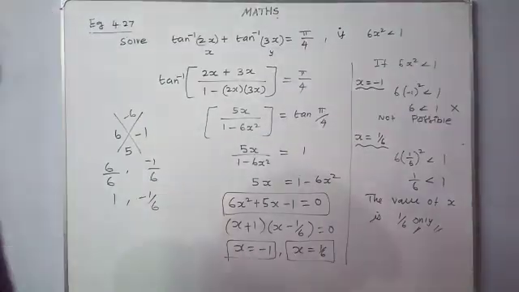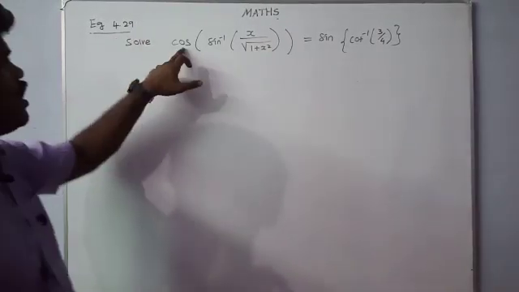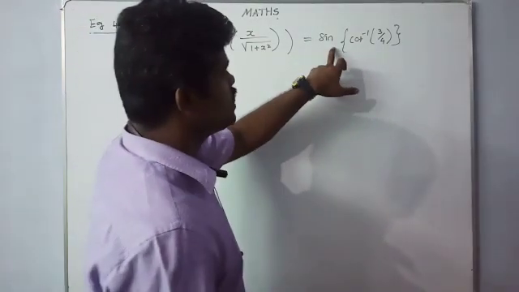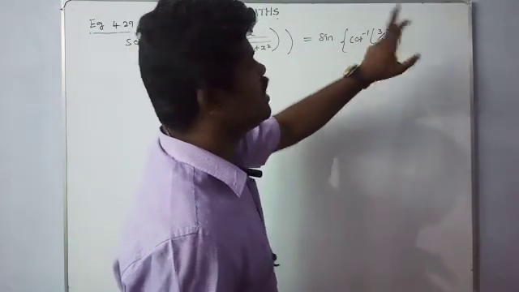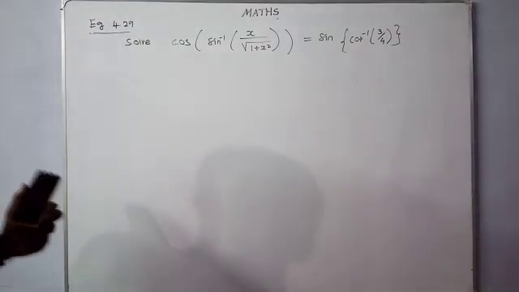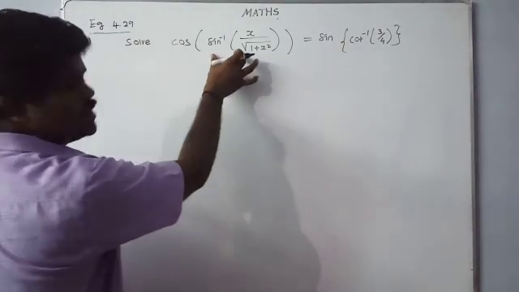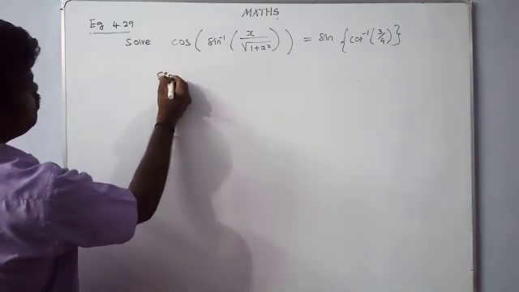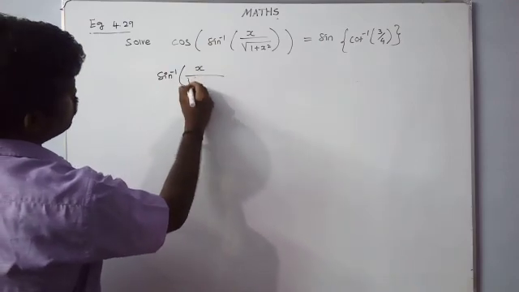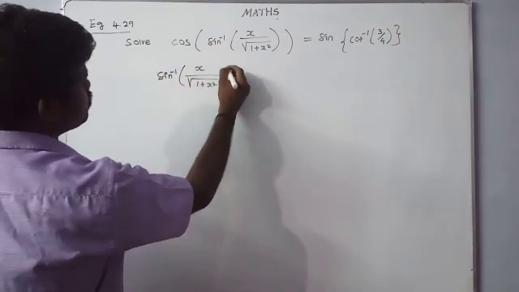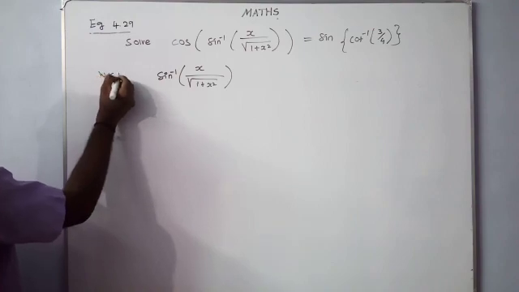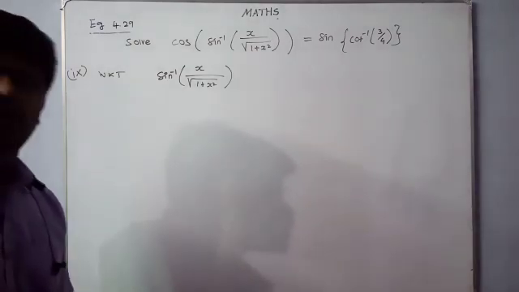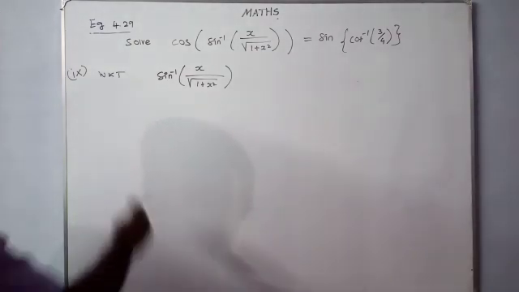Refer the sum 4.29. Solve cos of sin inverse of x by root of 1 plus x square is equal to sin of cot inverse 3 by 4. We want to solve the sum. First, let us simplify the LHS side. Here, sin inverse of x by root of 1 plus x square. We know the property number 9, the ninth property in our book. We want to know all 10 properties very well. So this is the 9th property.